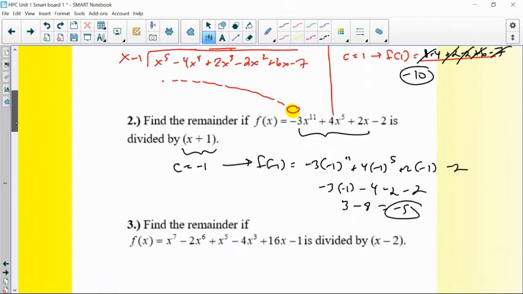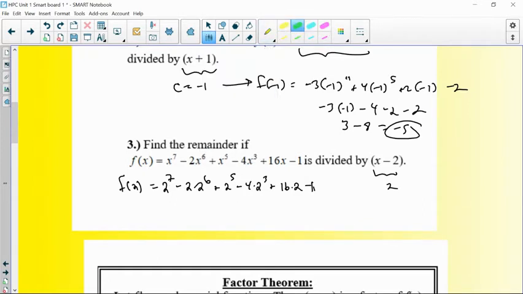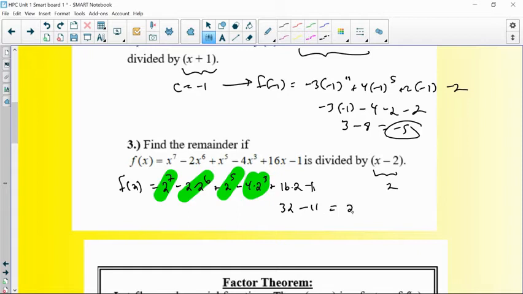Okay, and again, one more just for good measure. The c value here is 2. So I could just find f of 2, which is 2 to the 7th minus 2 times 2 to the 6th plus 2 to the 5th minus 4 times 2 cubed plus 16 times 2 minus 1. There it is. Now, it looks a little bit intimidating, but I hope you recognize that there's a lot of opposites here. 2 to the 7th, and that's technically a 2 to the 7th. 2 to the 5th, and this is technically 2 to the 5th, since 4 is 2 squared. So that's a big 0. So I get 32 minus 11, which is equal to 21. Okay, I'm sorry, that would be just if it's looking for the remainder.